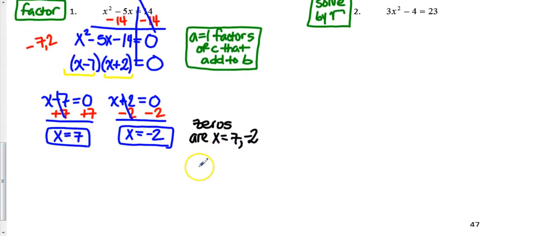And if I look at my quadratic, it's a positive a. So how will the graph open? Opens up. So this is actually all the information I need if I wanted to draw a very quick sketch.